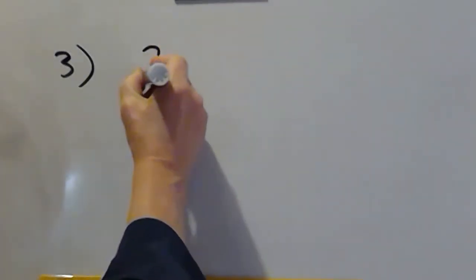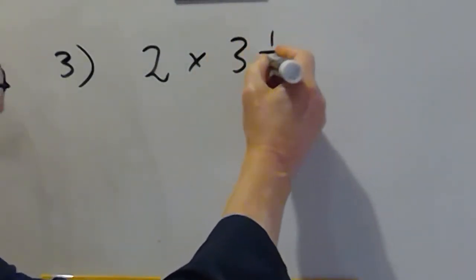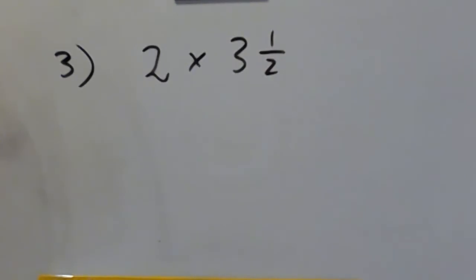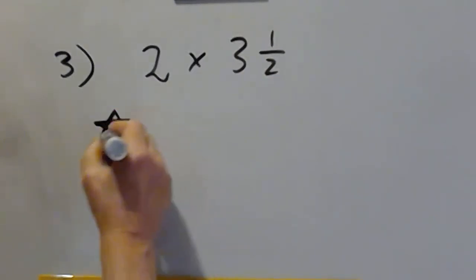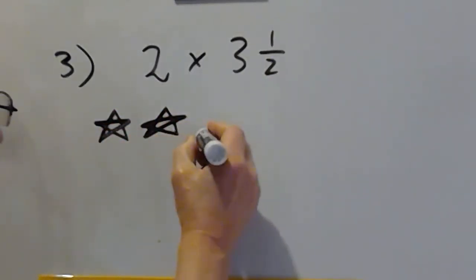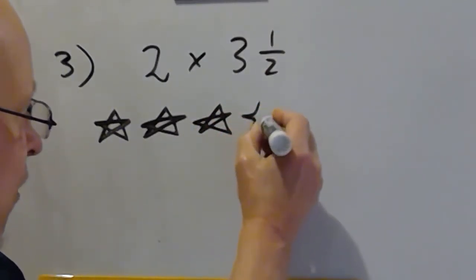In example number 3, we're going to show how multiplication is a form of repeated addition. So we're going to look at the situation of 2 times 3.5. And in this case, we're going to use a similar analogy as our eggs, and we're going to make stars. So I'm going to go 3.5 stars. So I have 1, 2, 3, and I call this one, there's half of the star.